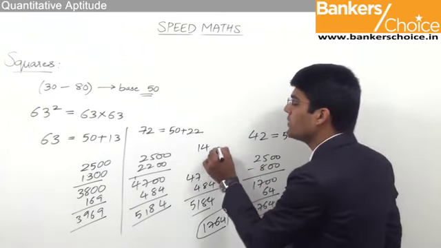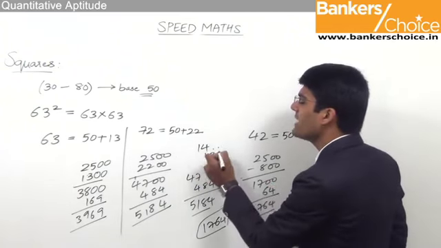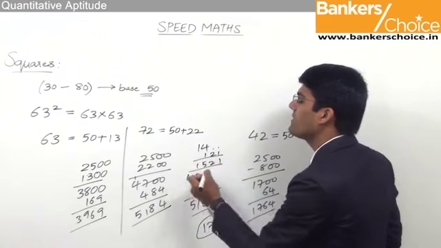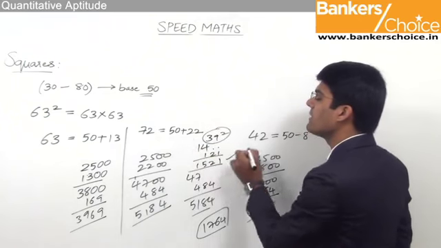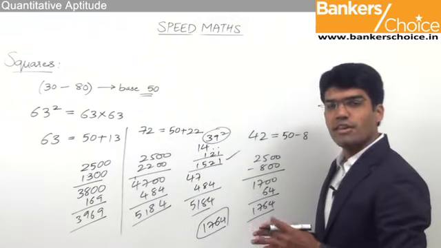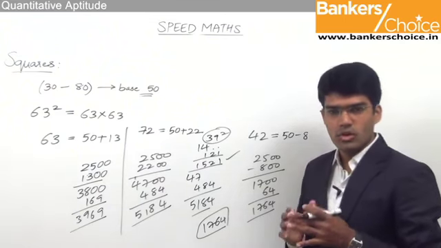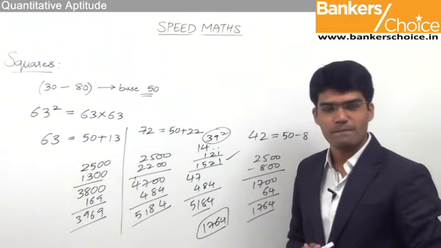We know that there are only two places after this. Only two zeros after this. So 11 square, 121, should be taken in this format. So the answer here will be 1521. 39 square will be equal to 1521. So this is how we can find out squares from 30 to 80 in just two steps. And if you really understand the method, even writing these two steps on paper is not required.